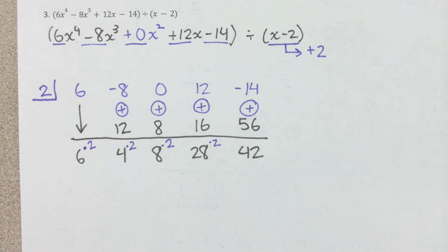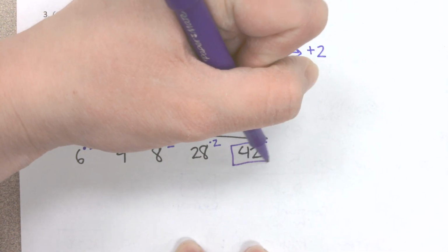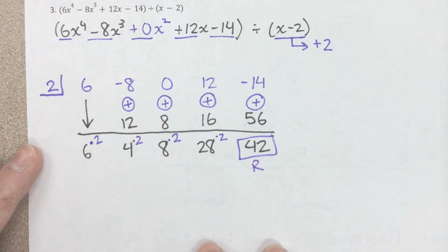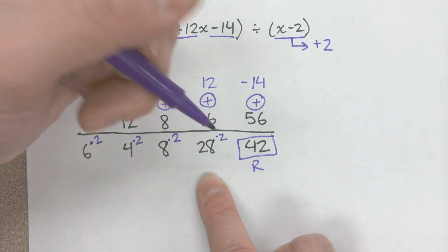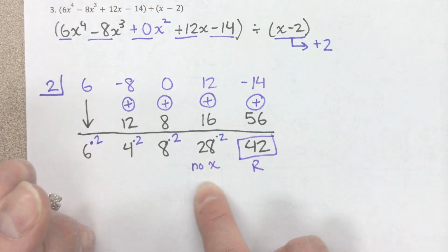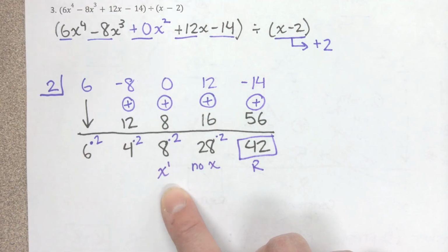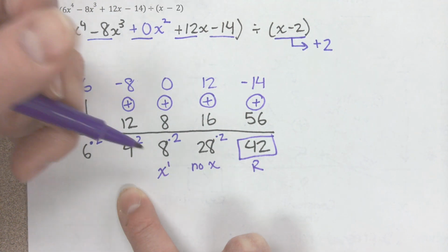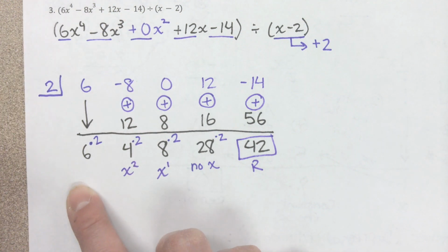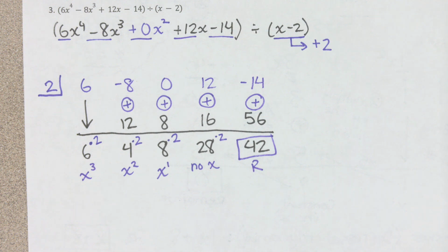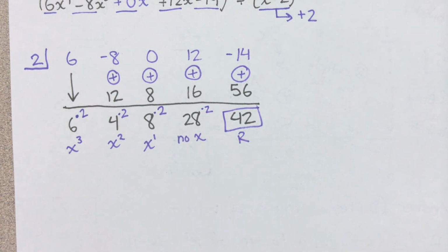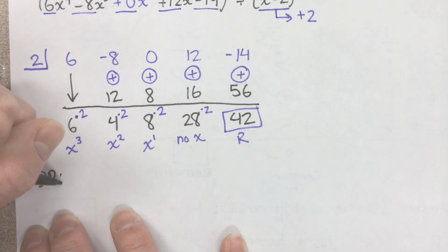From here, we build our answer. The very last number is always the remainder, r. The rest of the terms are in the polynomial, starting with the lowest term, no x on it. Next term gets an x, or an x to the first. Next term gets an x squared, and the next one gets an x cubed. And finally, we can build our answer, the dp, the depressed polynomial.